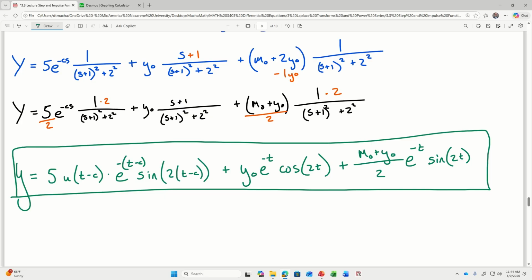Does the first 5 have a 2 underneath it? Yes. Good catch. I forgot when I multiplied by the 2, I should have also changed that in my solution.